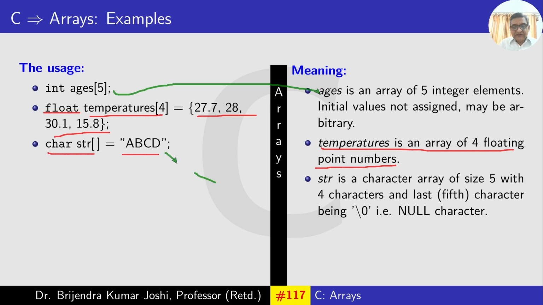Now what is happening here? str is an array of characters of size 5. So the size of this array would be 5. It means it will occupy 5 bytes in contiguous space in memory. The first 4 bytes would be the characters capital A, capital B, capital C, capital D, and the 5th character would be the null character. Either you call it NULL, or within single quotes, '\0'. Okay, so these are a few examples.